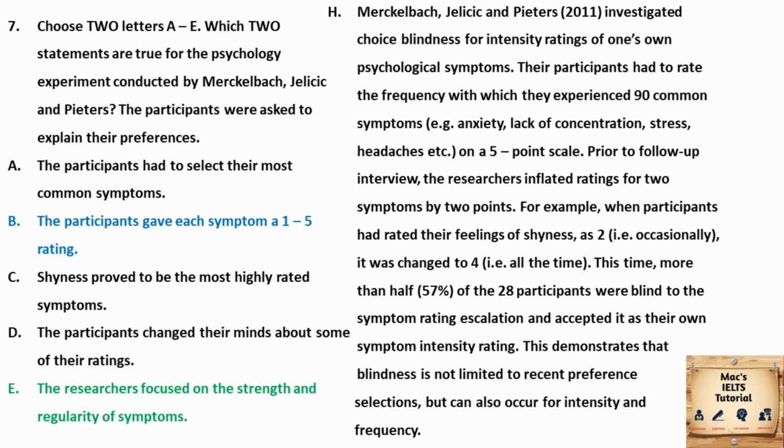The researchers focused on the strength and regularity of symptoms. If you look through the passage keenly, the last sentence states that this demonstrates that blindness is not limited to recent preference selection, but can also occur for intensity and frequency. The words intensity and frequency are paraphrased as strength and regularity in the statement. Hence, the statement is true with respect to the experiment. We are now done with matching feature type of questions. We shall move on to the next set of questions.